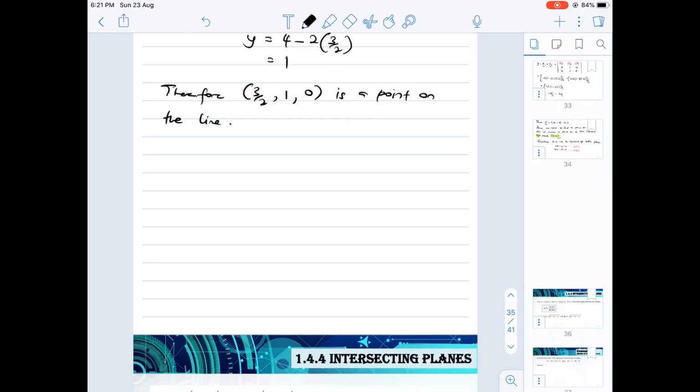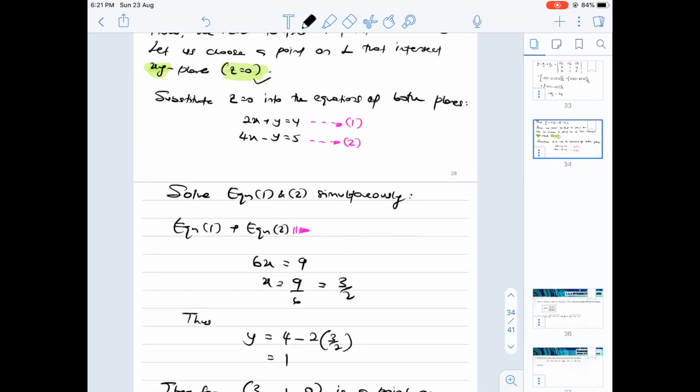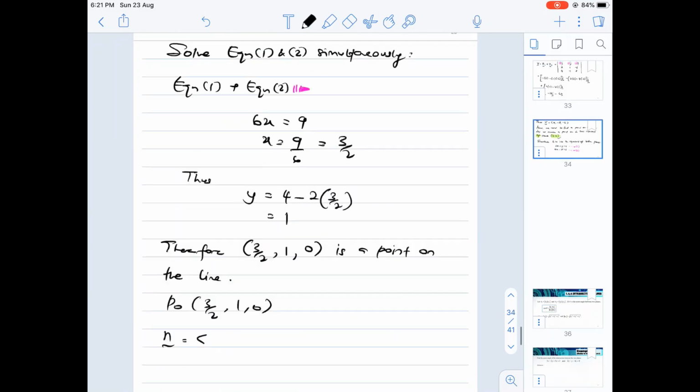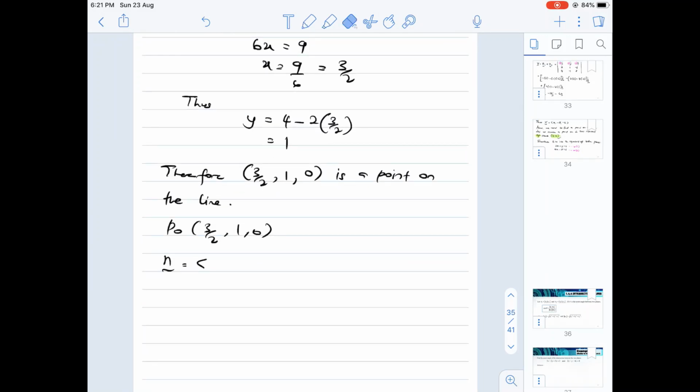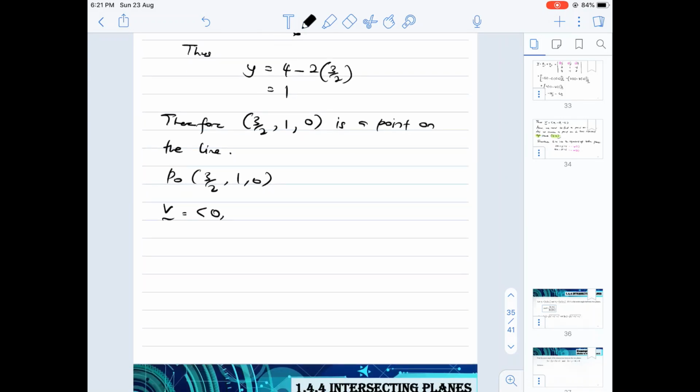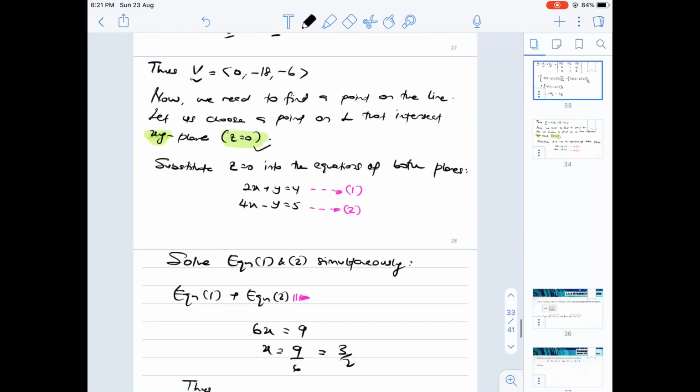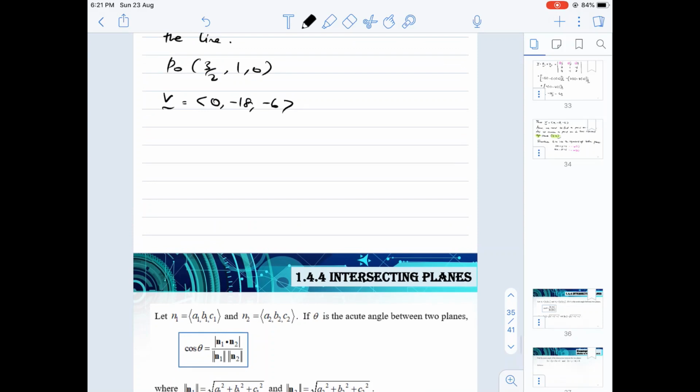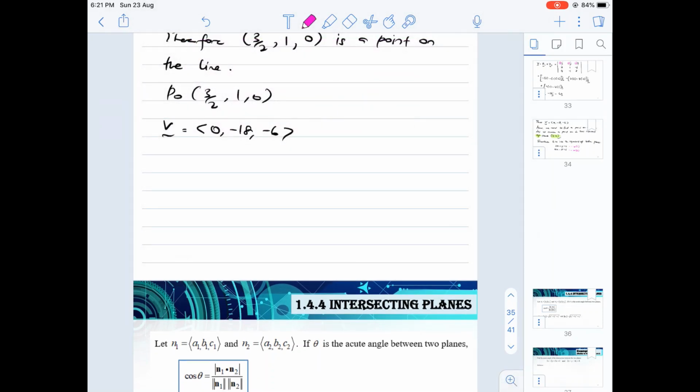So P naught is 3 over 2, 1 and 0, and then the normal vector just now is the parallel vector 0, negative 18, negative 6, right? 0, negative 18, negative 6. Okay, so now this is our x naught, y naught, and z naught, and this is a, b, and c.